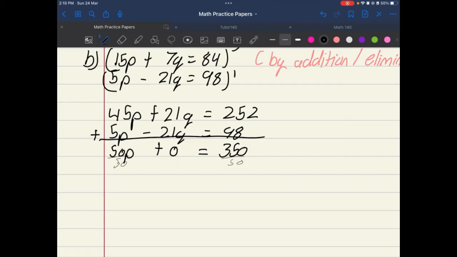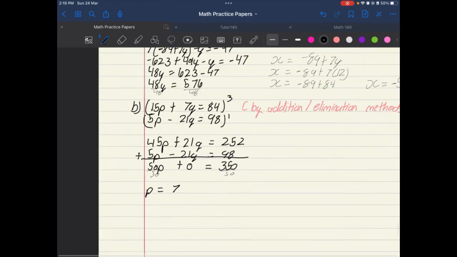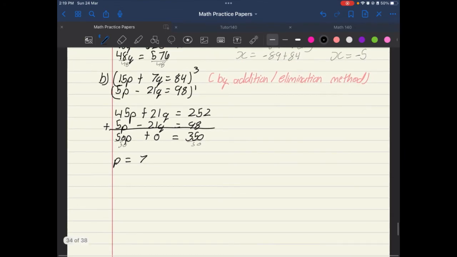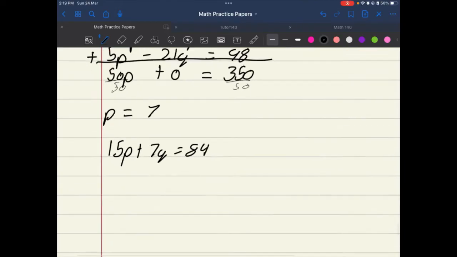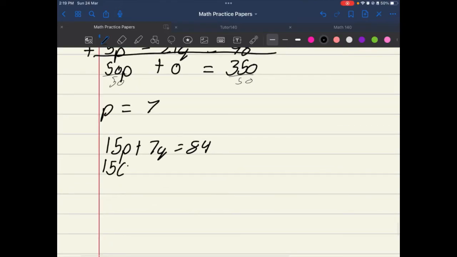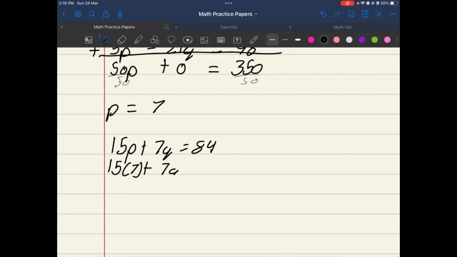p is equal to 350 divided by 50, right? Now we have p is equal to 7. We can substitute this value into one of these equations to find what q is. So let's do the first one. So 15p plus 7q is equal to 84. p is 7, so 15 times 7 plus 7 times q is equal to 84.